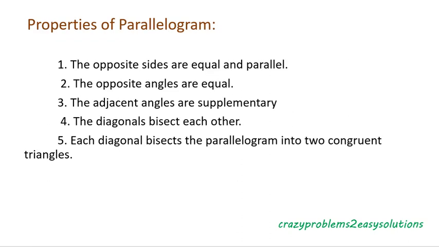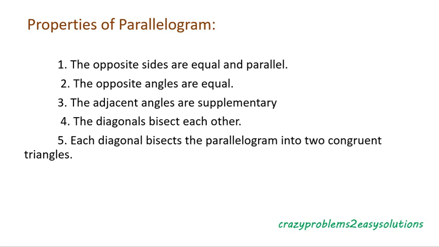Properties of a parallelogram. The opposite sides are equal and parallel. Opposite sides are parallel, we know, and they are also equal. The opposite angles are equal. The adjacent angles are supplementary. Adjacent angles are supplementary, which means they add up to 180 degrees.